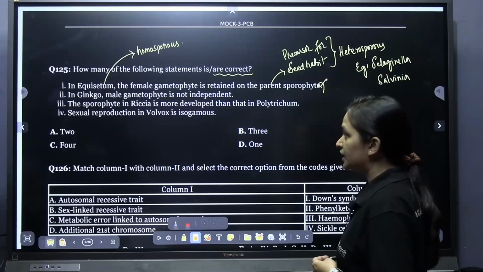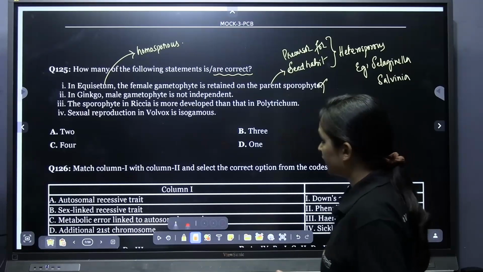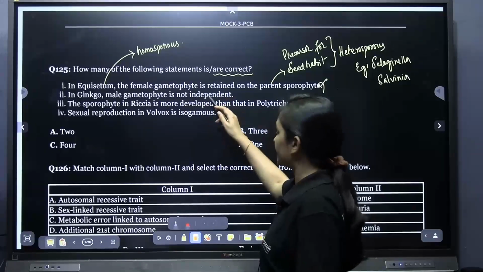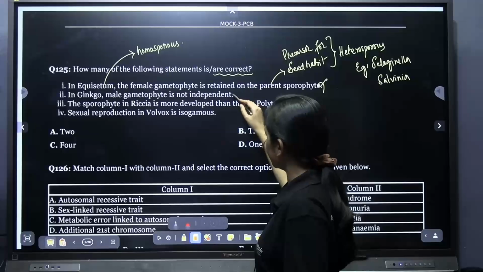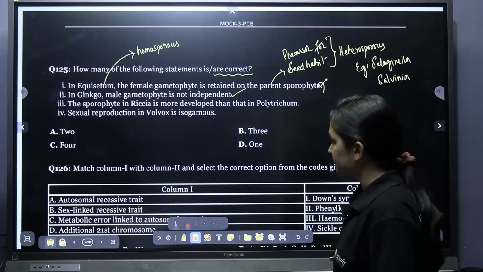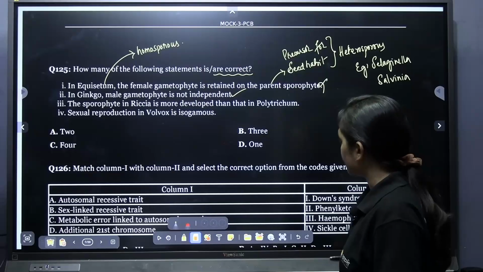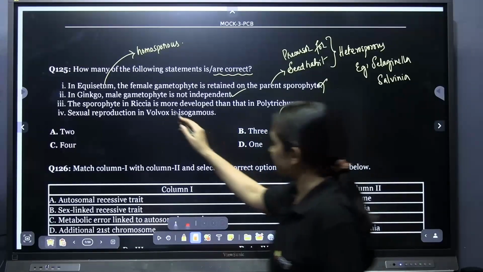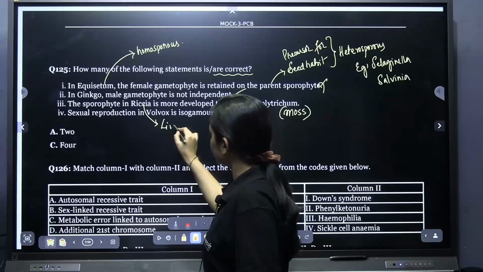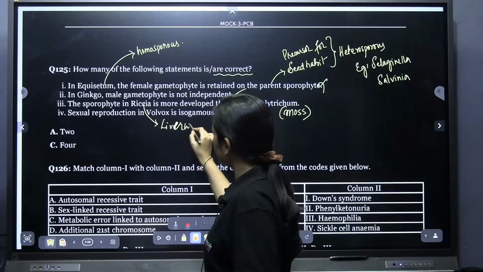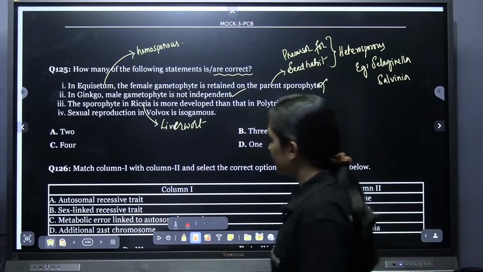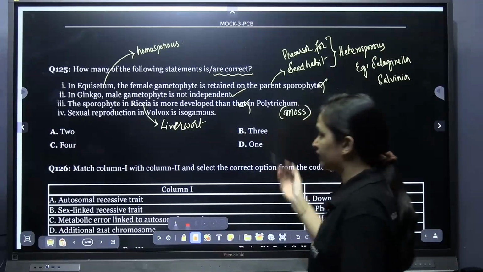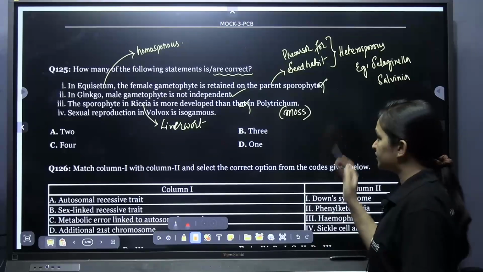In Ginkgo, the male gametophyte is not independent. Yes, Ginkgo is a gymnosperm, where the male gametophyte is actually dependent, not independent. Yes, correct. The sporophyte in Riccia is more developed than Polytrichum. Polytrichum is a moss. Riccia is a liverwort. The sporophyte of Riccia is more developed? No, it cannot be. Mosses are more advanced than Riccia. So, this statement is wrong.